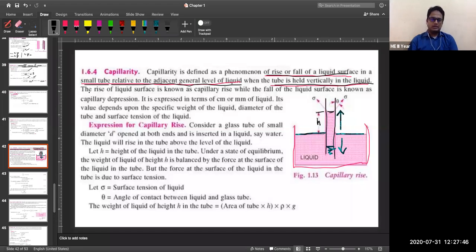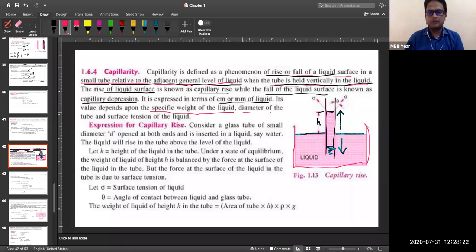In the next line you can write: rise of the liquid surface is known as capillary rise, while the fall of liquid surface is known as capillary depression. It is expressed in terms of centimeter or mm of liquid. Its value depends on, a very important point from the competitive examination point of view, the specific weight of the liquid, the diameter of the tube, and the surface tension of the liquid.